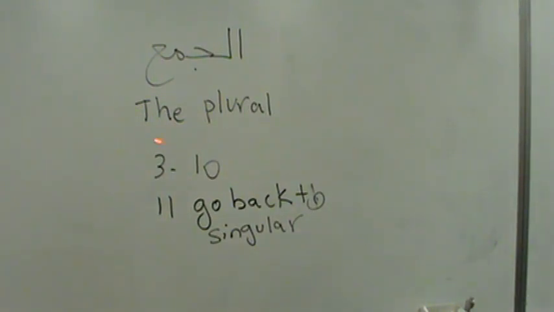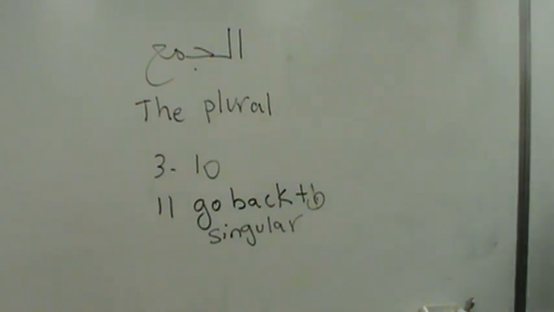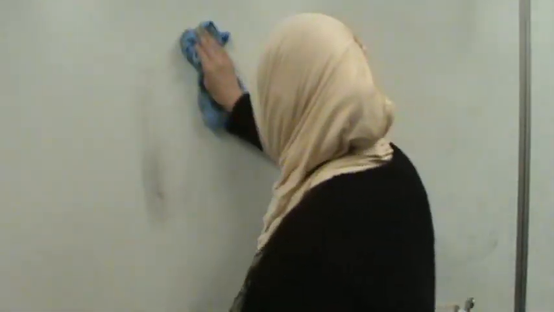So I'm going to use the pointer. I don't know if you see it. Al-jam'. So there are jama' salim, the sound plural, and jama' broken plural, meaning that it doesn't have a pattern. And we have other plurals that you don't have to worry about.